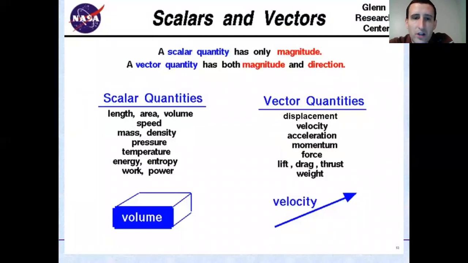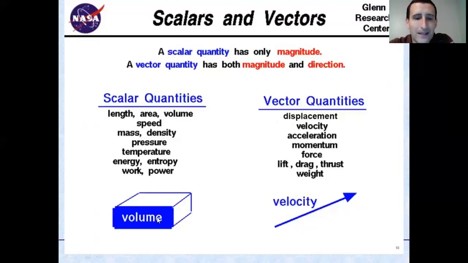So here's just another list of scalars and vectors. It's actually a list from NASA. These are a lot of things that we're going to work with at different times in this class, right? So length and area and volume, we've talked about those already in the previous chapters. Speed, we'll talk about some. Mass, certainly density, pressure, temperature. All of these are very useful and important numbers that have units on them, but they are scalars. They don't have a direction.